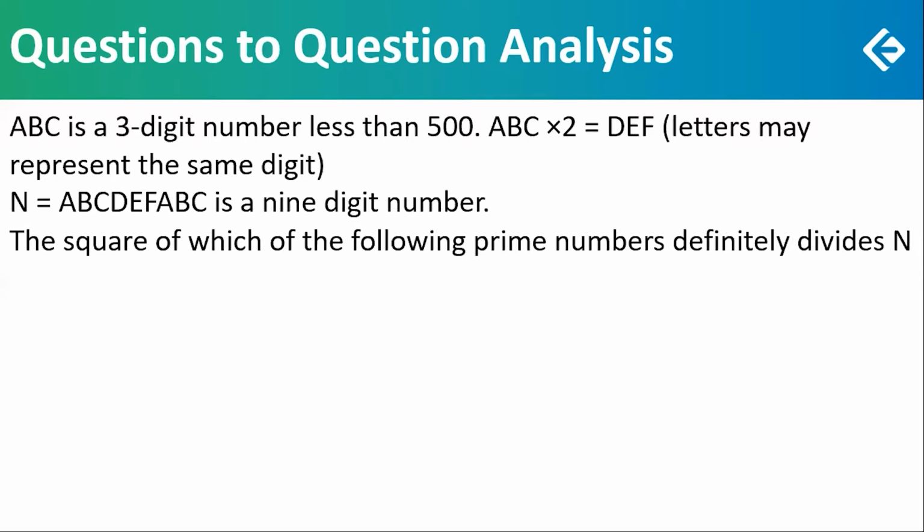And why is the number less than 500? Because you want to double it. When you want to double it, it should not become a 4-digit number. So that's the reason why the number ABC is less than 500. So I'm sure by looking at the question solution, you will realize that yes, this was easy, at least if not easy, moderate. So moderate question, I'll call it for right now.